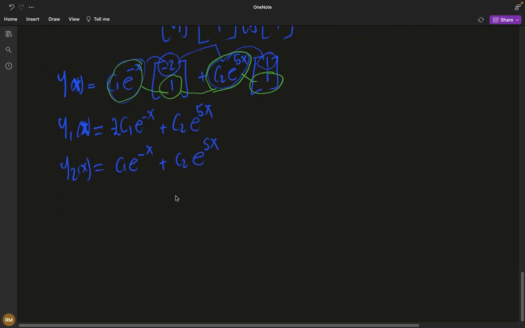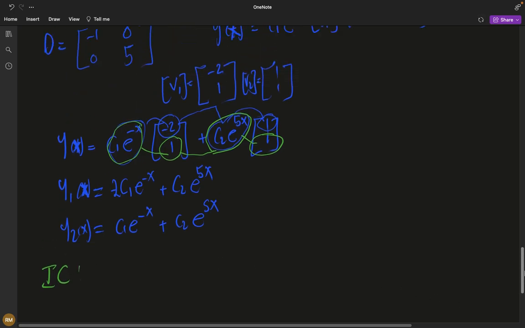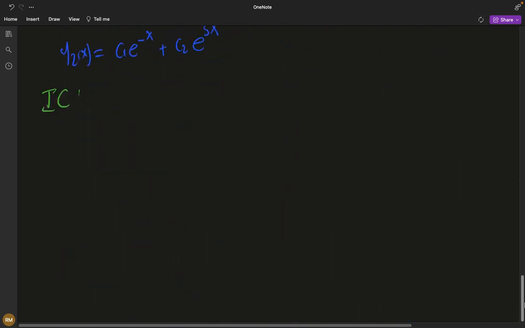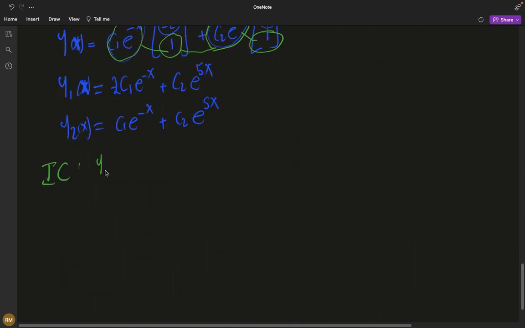And then now I think we're given our initial conditions, which we can use to solve. So our initial conditions were y1 of 0 gives us a 0, and y2 of 0 should give us a 0. So we'll have y1 of 0, which is 0, to give us negative 2 c1 e of 0 plus c2 e of 0.